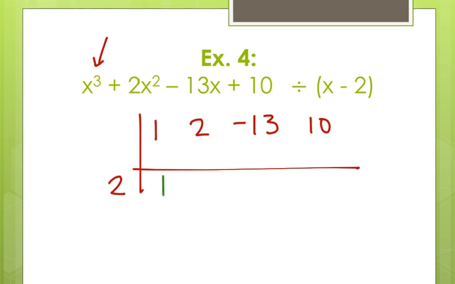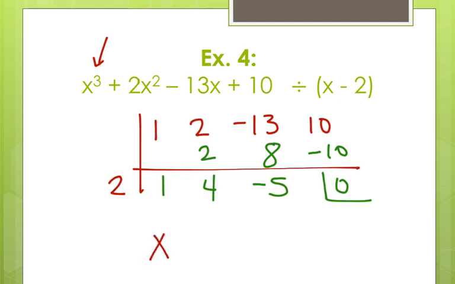Bring down the 1. 1 times 2. 2 plus 2. 2 times 4 is 8. Negative 13 plus 8 is negative 5. And 2 times negative 5 is negative 10. Remainder 0. Which means that my quotient is x to the second power, because I come down 1 from the x to the third, plus 4x minus 5.